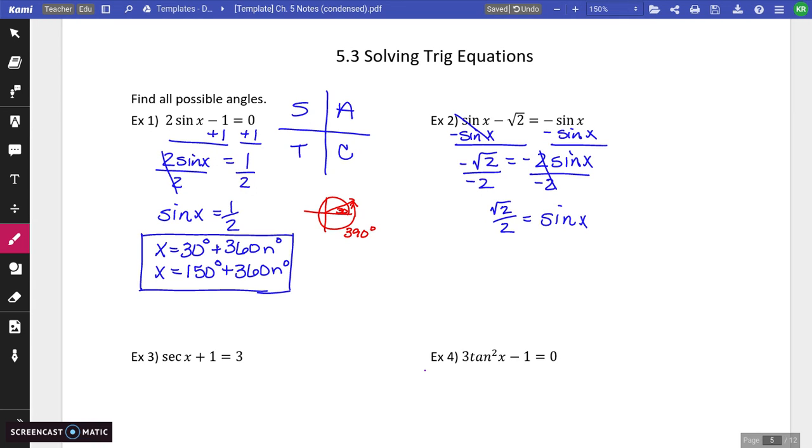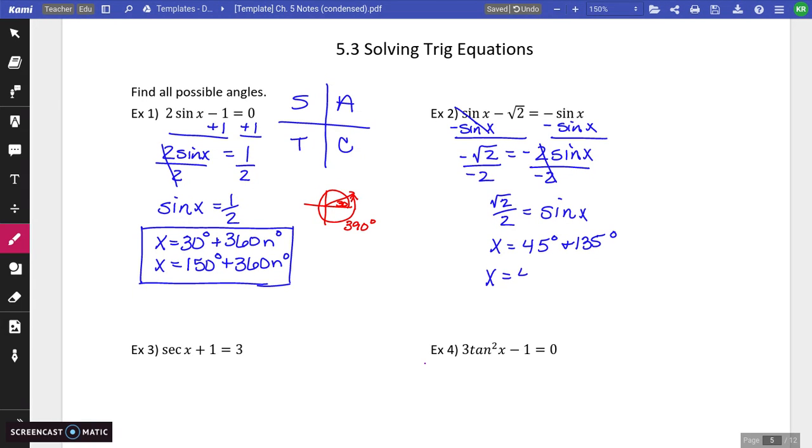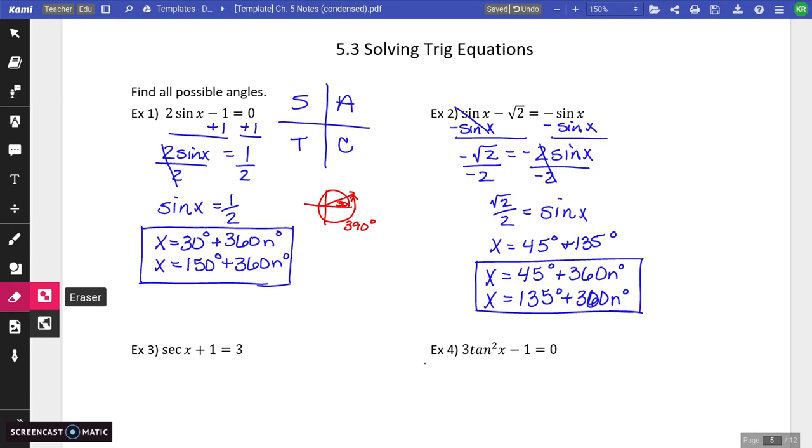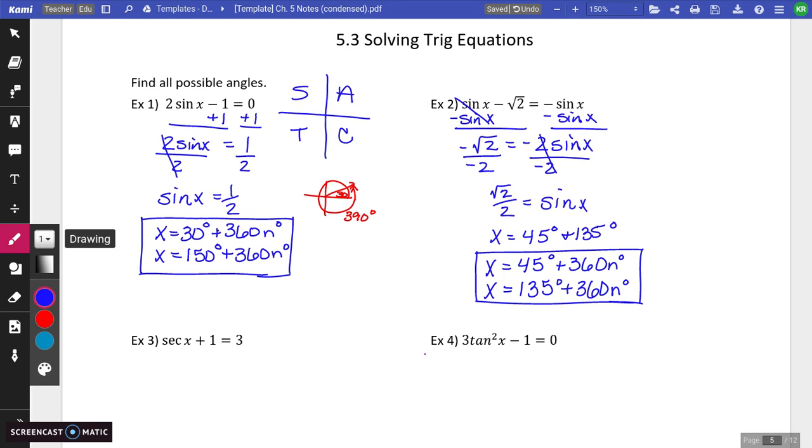Okay, so again, back to your unit circle. Sine is positive, so we're looking in the first and second quadrants. In the first quadrant, you're going to find a y value at 45 degrees. And in the second quadrant, it's going to be 135 degrees. So same thing. x is going to be 45 degrees plus 360n times n rotations, and it can be 135 degrees plus additional rotations. Okay, so there's your answer for all of those possible angles.